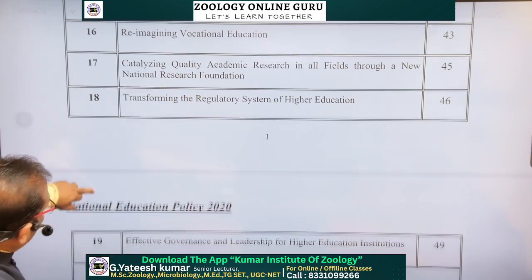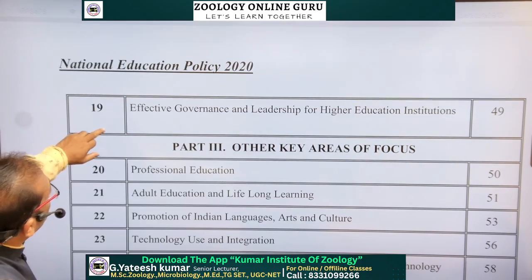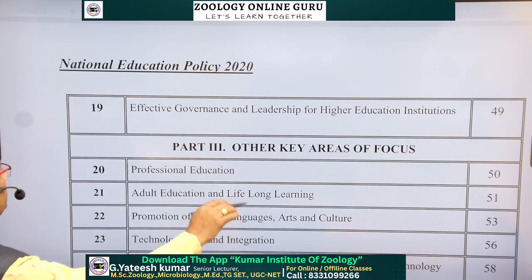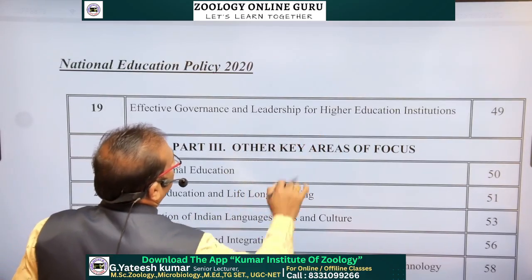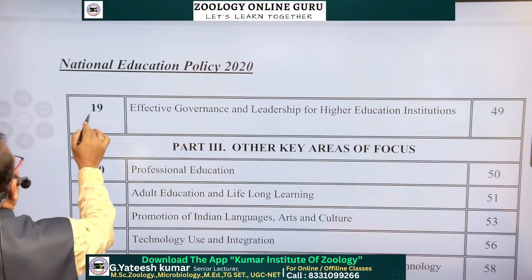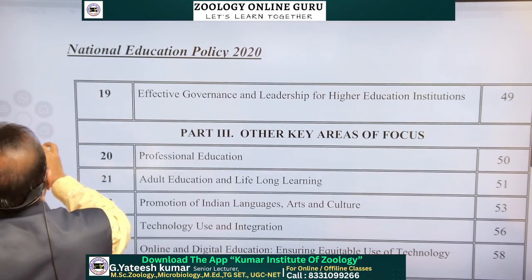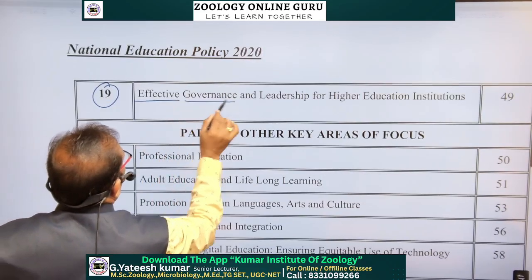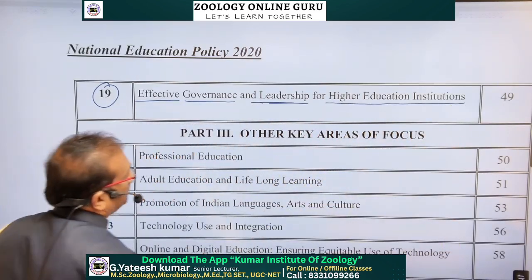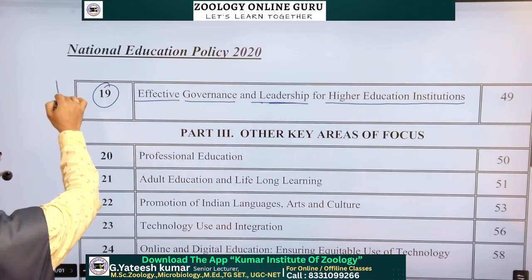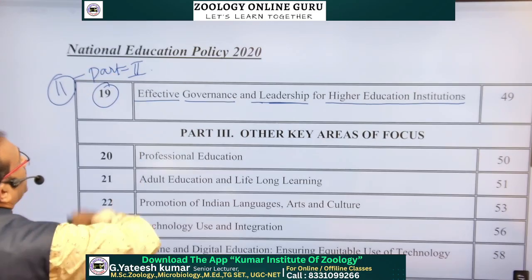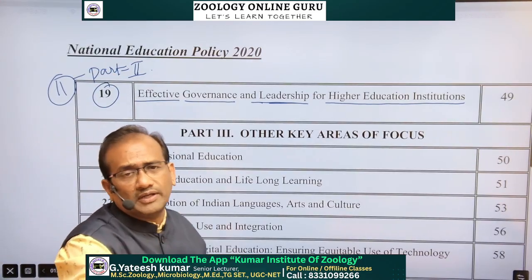And lastly, the 19th chapter of part 2 is effective governance and leadership for higher education institutions. So effective governance and leadership for higher education institutions is present in chapter 19. So these are the total 11 chapters present in part 2 of the main document of NEP 2020.